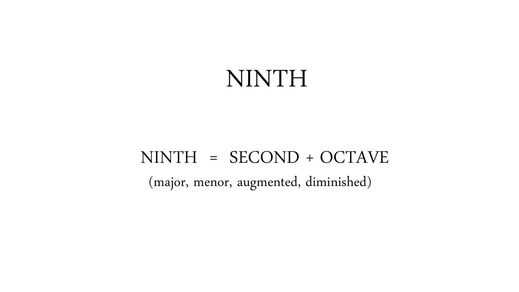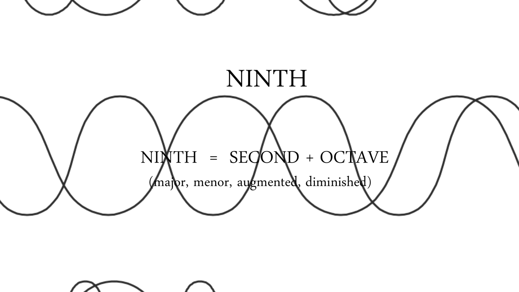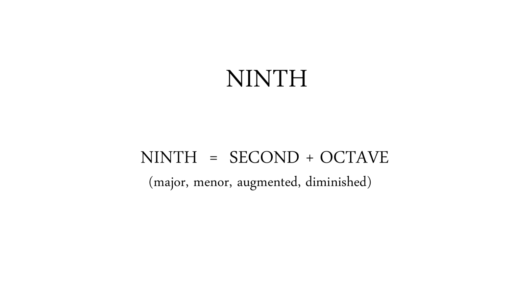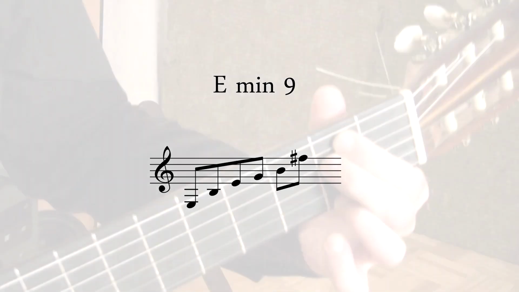The ninth. The ninth is actually a second plus an octave. It can also be major, minor, augmented or diminished. For the ninth, all the same rules apply as if it were a second. Since the ninths, 11ths and 13ths are used for building complex consonances, let's look at these intervals through chords. For example, E minor chord with F sharp, a major ninth.